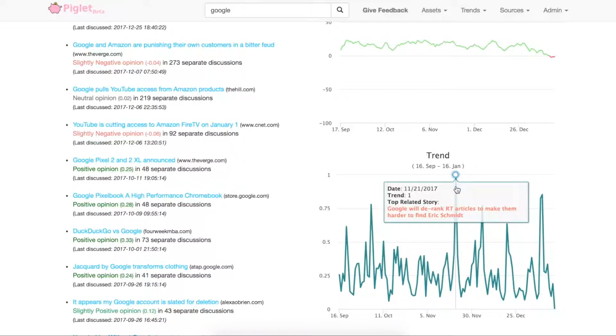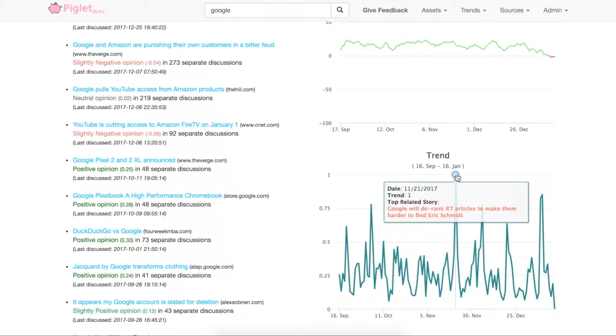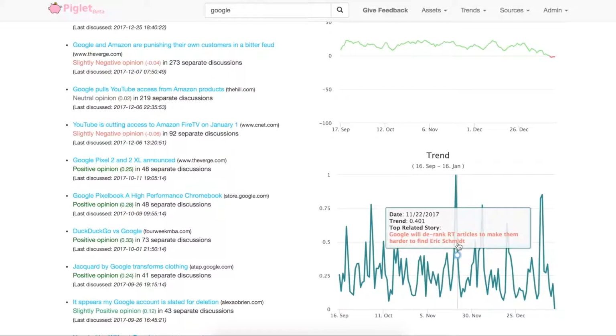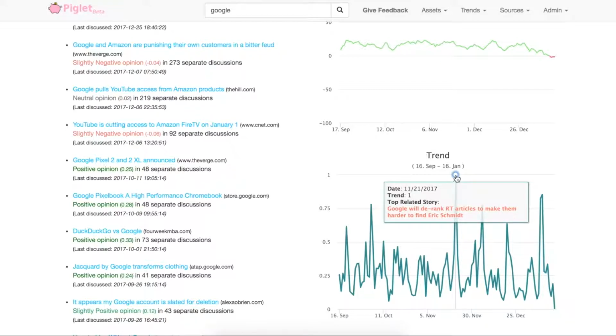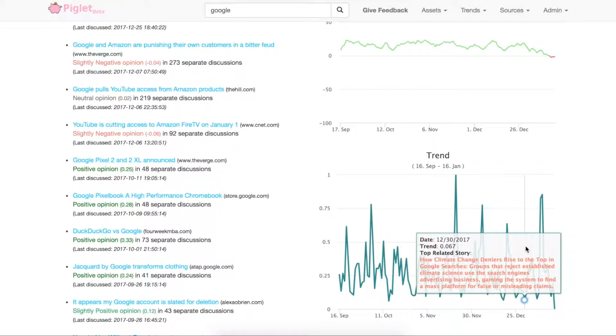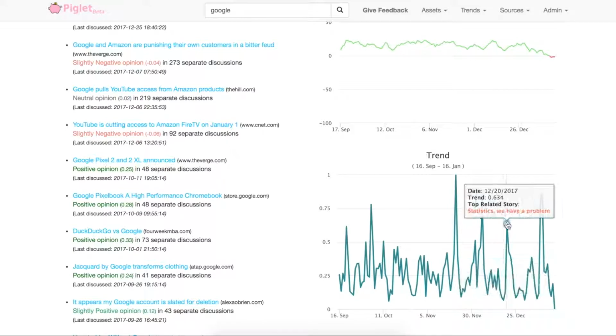Now this is averaged between 0 and 1. And you can see here that the conversation is pretty much always spiking up and down based on the day. Probably on weekends, there's less conversation. And then you'll see the top related article in this case, which has a trend score of 1, which is the maximum you can get, is Google deranking RT articles. Then you'll see some of these lesser articles are basically not very important or not very related to Google.